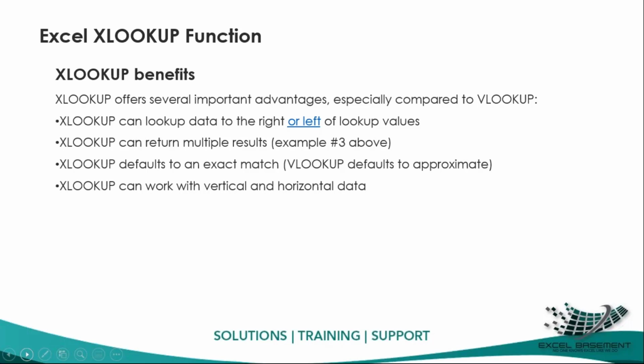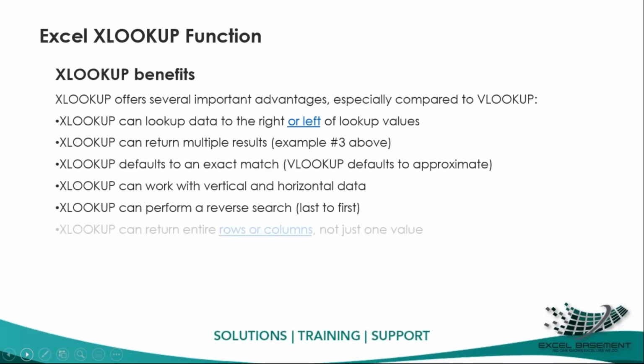In your current usage in Excel, when your data is column wise, you use VLOOKUP. When your data is row wise, you use HLOOKUP. But whether your data is vertical or horizontal, no need to worry about that. You can use XLOOKUP for both kinds of data sets. XLOOKUP can perform a reverse search, which is not available in VLOOKUP and INDEX and MATCH. So XLOOKUP can perform a reverse search as well.